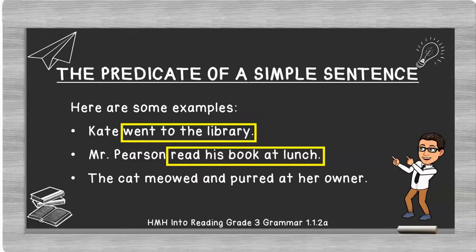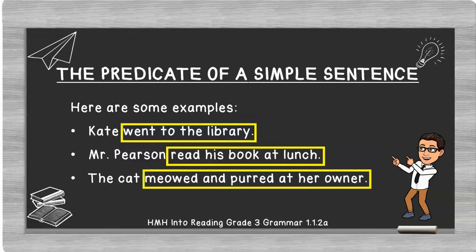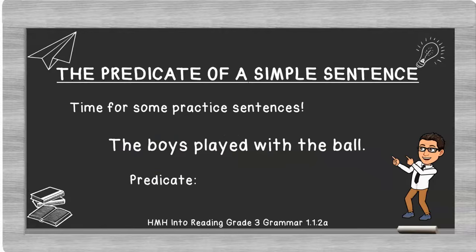The cat meowed and purred at her owner. Well, in this case, the predicate is going to be a compound predicate, because we have two actions here. We have meowed and purred at her owner. That's what we call a compound predicate. All right, let's try some on your own here.